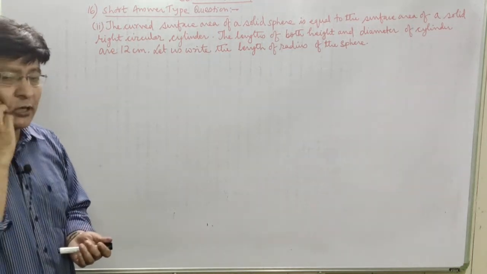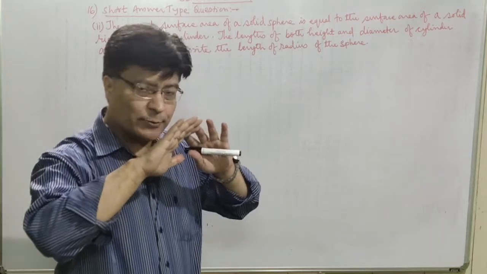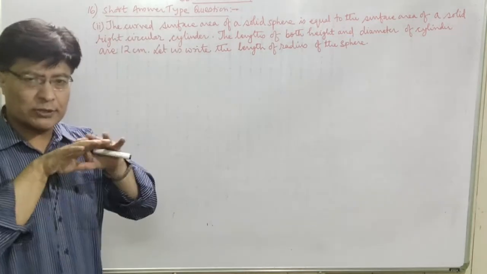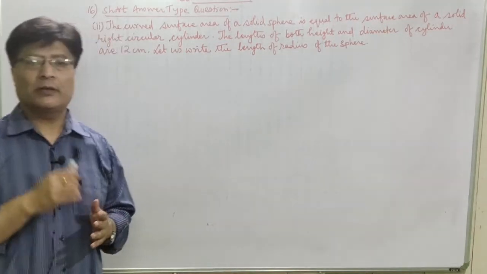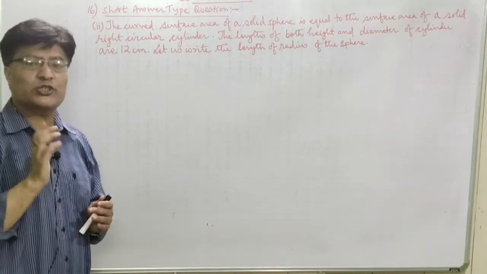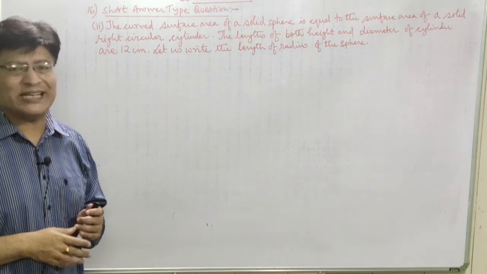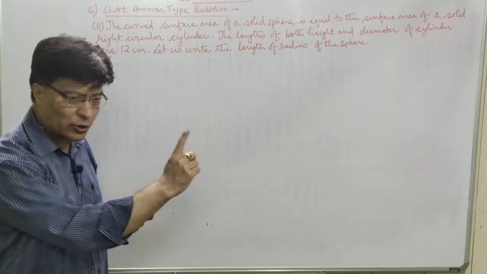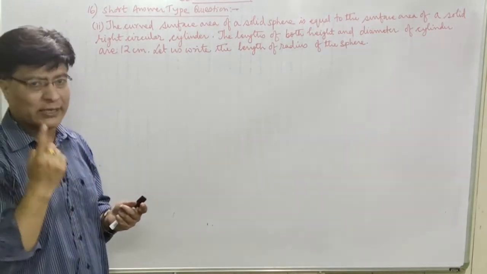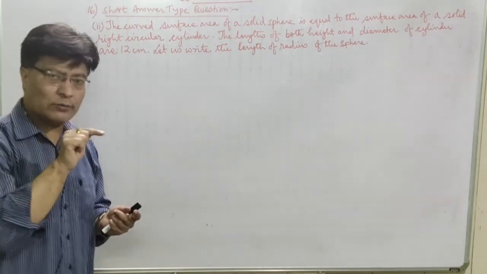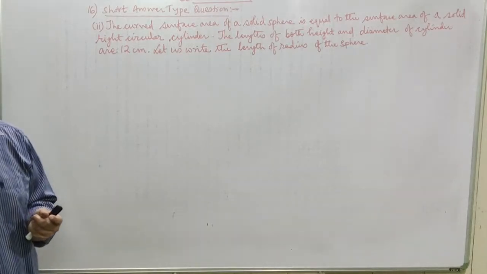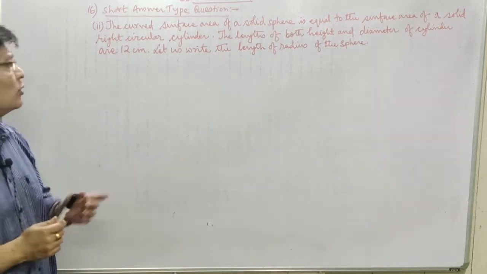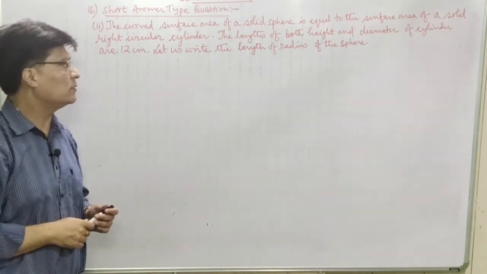That is, the curved surface area of the solid sphere, the sphere is like a football, the area around it, the curved surface area means the area around it, is equal to the surface area of a right circular cylinder. You know a right circular cylinder? The surface area of a right circular cylinder is also the area around it. It is given that, okay?